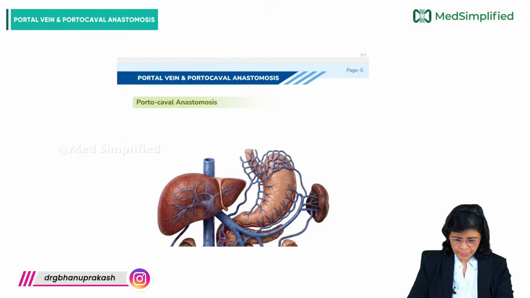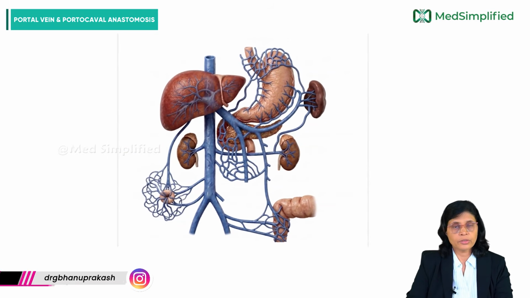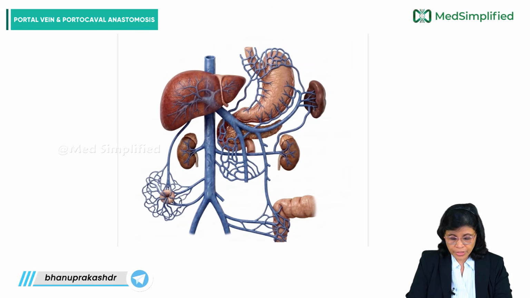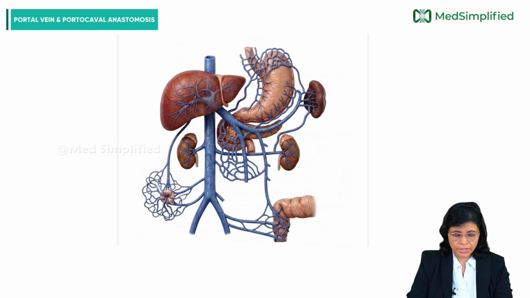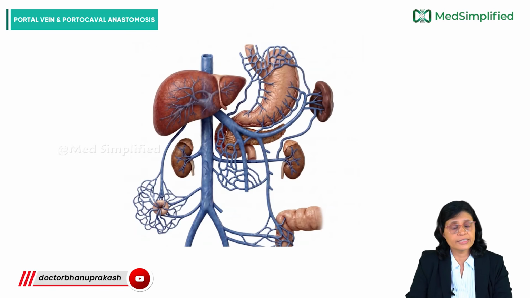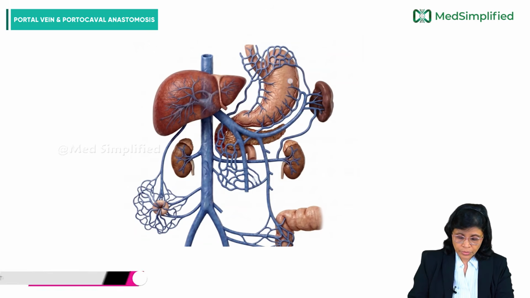Now let's look at the portocaval anastomosis. There is a collateral anastomosis between the tributaries of the portal system and the tributaries of the systemic circulation, that is the vena cava system. These sites are very important because whenever there is any portal obstruction, there will be dilatation and engorgement of these veins, resulting in certain clinical conditions depending upon the site. Like esophageal varices, internal hemorrhoids, then the caput medusae on the umbilicus and such. So let's look at those.